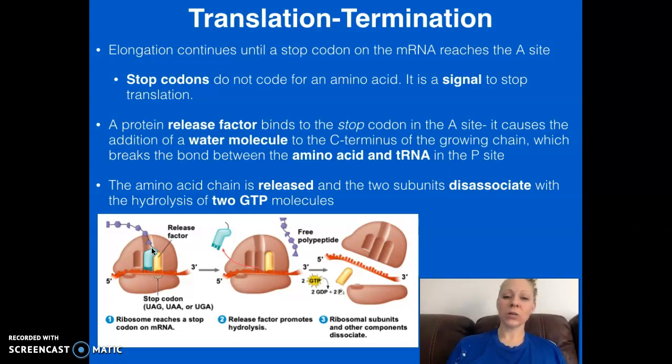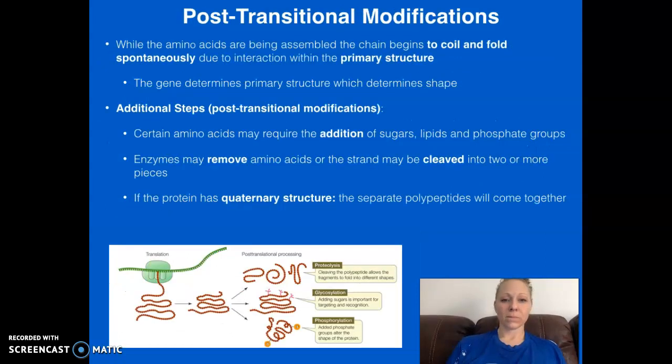The 2 subunits then dissociate, so they are going to break apart, and this is done with the assistance of 2 GTP molecules. So we have gone through initiation, elongation, and termination. Now let's talk about post-translational modifications. What happens to this protein after it leaves the ribosome?